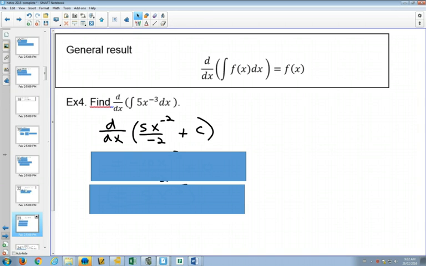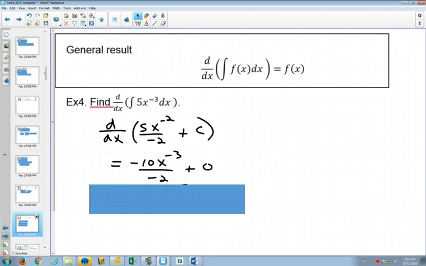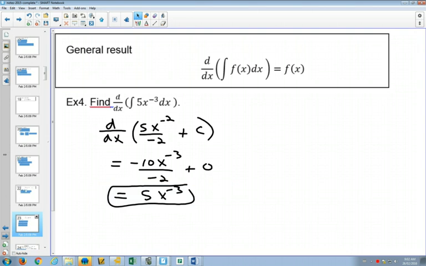I'd write the plus c, and then when I take the derivative of that, well, the derivative of 5x to the minus 2 over minus 2 becomes, bring the negative 2 out in front, subtract 1 from the exponent. But then the derivative of our constant will be plus 0. And once we simplify this, we just get what we started with inside, but now there's no plus c.